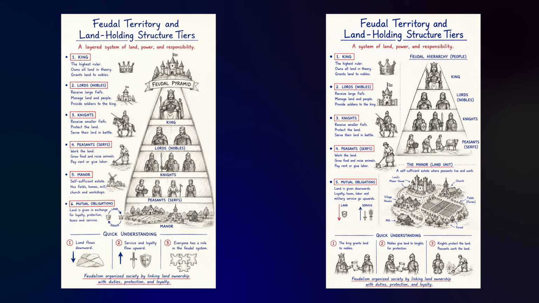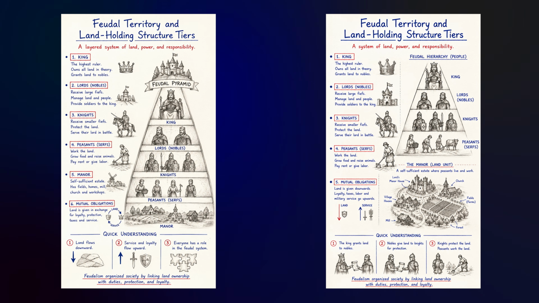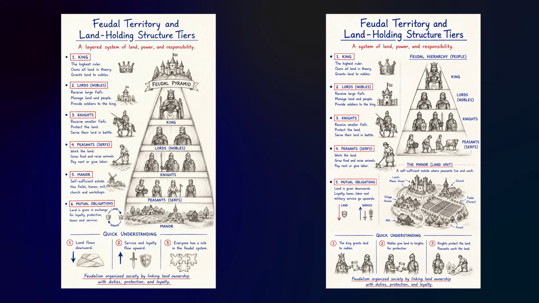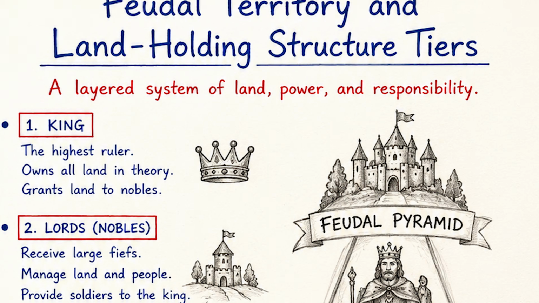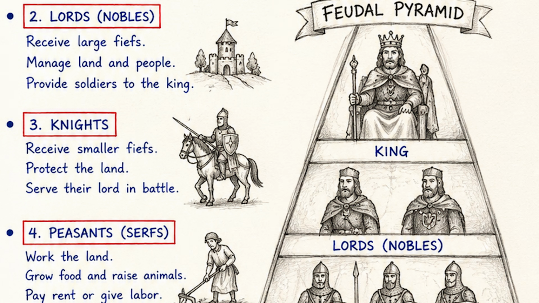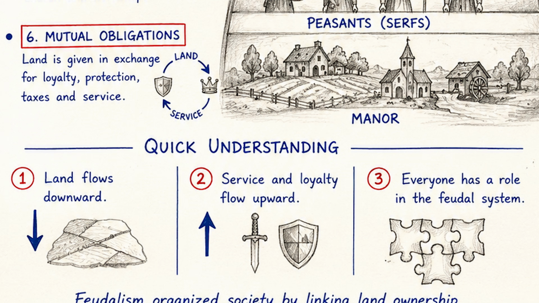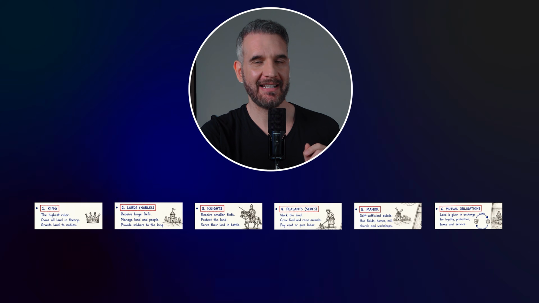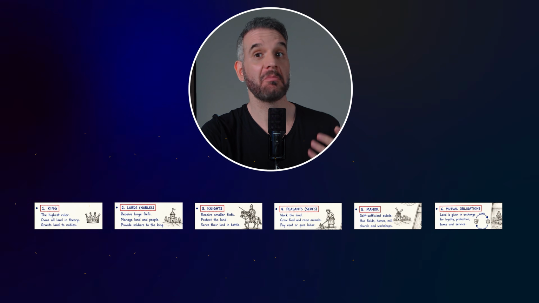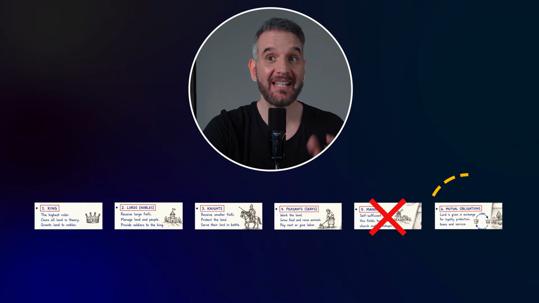Here they are, two infographics about feudalism and land-holding tiers. First one, I just asked ChatGPT to make me an infographic. Visually, it looks nice. But here's the problem. It treats all 6 levels as equal tiers, when in reality, some are roles, some are relationships, and one isn't even a rank. Anyone reading this will walk away with feudalism wrong.